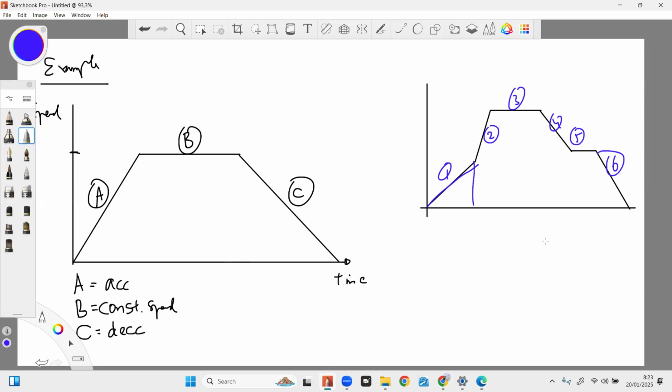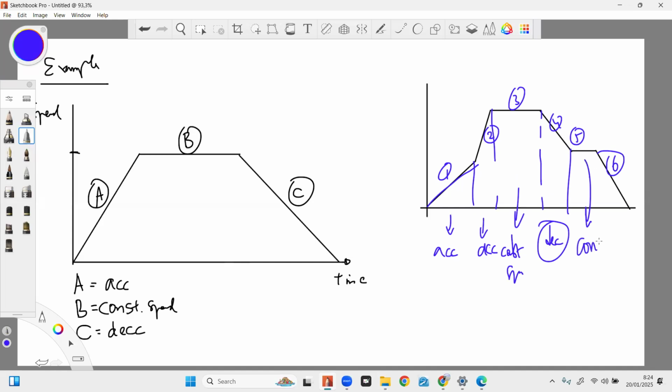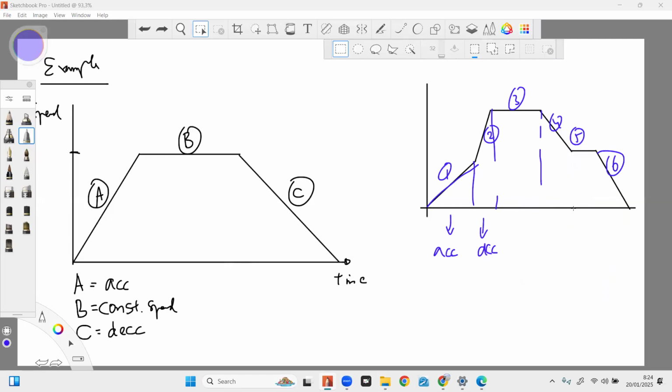So journey one, acceleration. Journey two, acceleration with more accelerating, right? So you speed up more. Journey three, constant speed. And then journey four, deceleration, but not to rest, deceleration to a certain lower speed. Five, constant speed also. Sorry for the bad handwriting. And then six, deceleration to rest. But we need to make it more detailed.